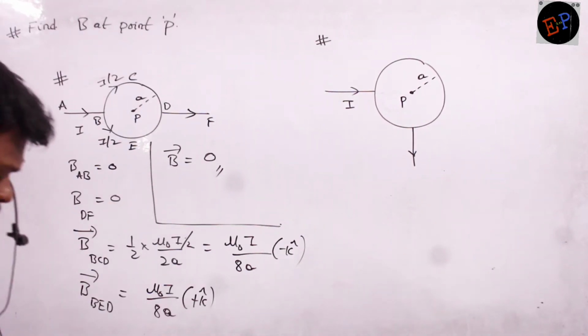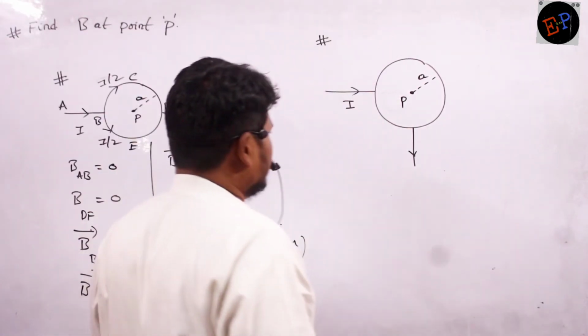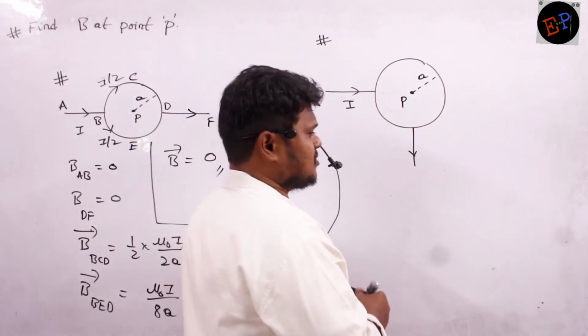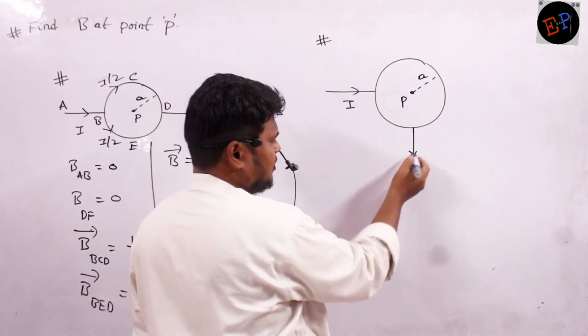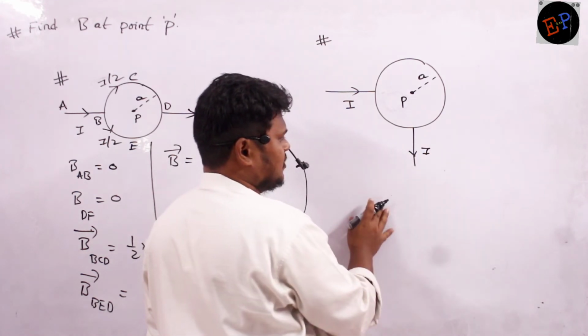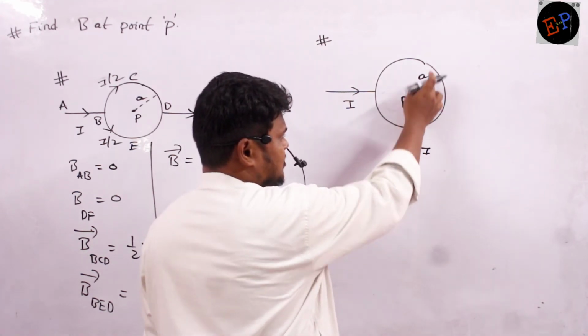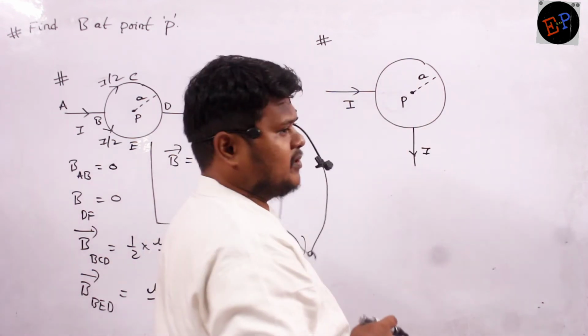See this question. Next question. Now this is the given arrangement. This is a loop. Clear? Current is entering from here and current is leaving from here. Are you able to understand? Exactly at the center of this loop, I want to find the magnetic field.